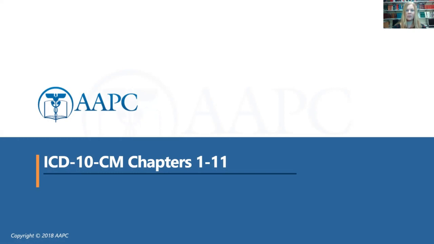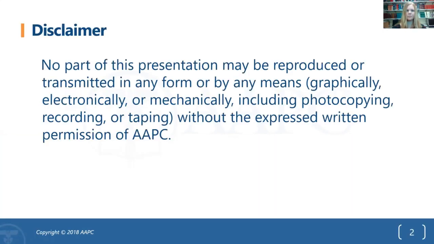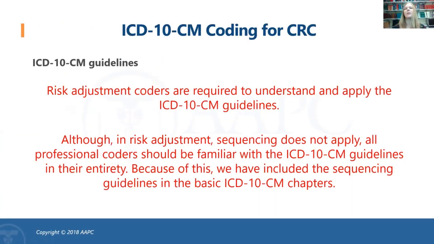In this module, we're going to discuss ICD-10, chapters 1 through 11. In risk adjustment, that sequencing doesn't always apply, but because this is generally a refresher on ICD-10 coding, we're going to go over those different sequencing guidelines.